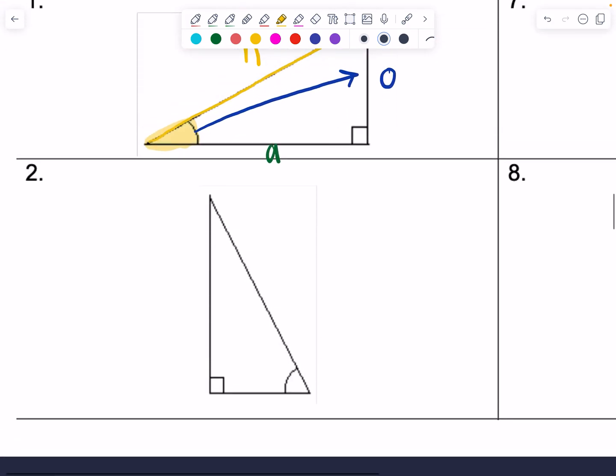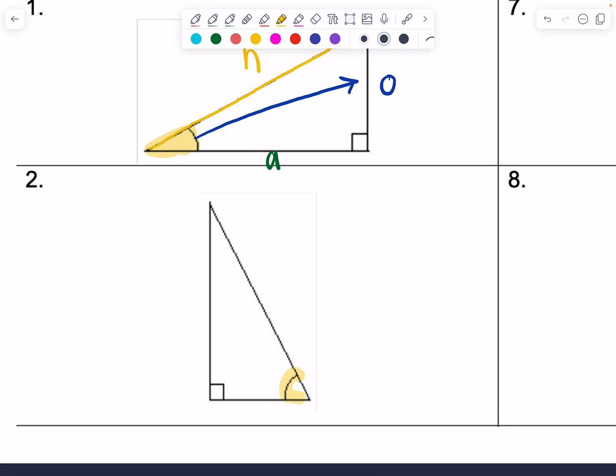So what changes for number 2? Well, now I'm going from this angle right here. What is my opposite? My opposite is going to be this piece right here. What is my hypotenuse? The longest one is going to be this piece. So what is my adjacent? What's left for my adjacent? The one that touches it is the adjacent.